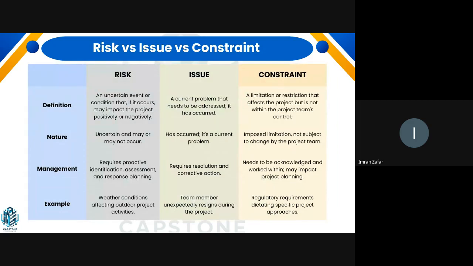Risk is something, as we talked about, that is an uncertain event or condition that, if it occurs, can impact your project positively or negatively. It is something that we foresee. It is something that can happen. It has not happened as yet. So that is not an issue. It is something uncertain. It may or may not occur, and you need to be proactive about risk. You need to identify it. You need to have a plan for how to deal with it.